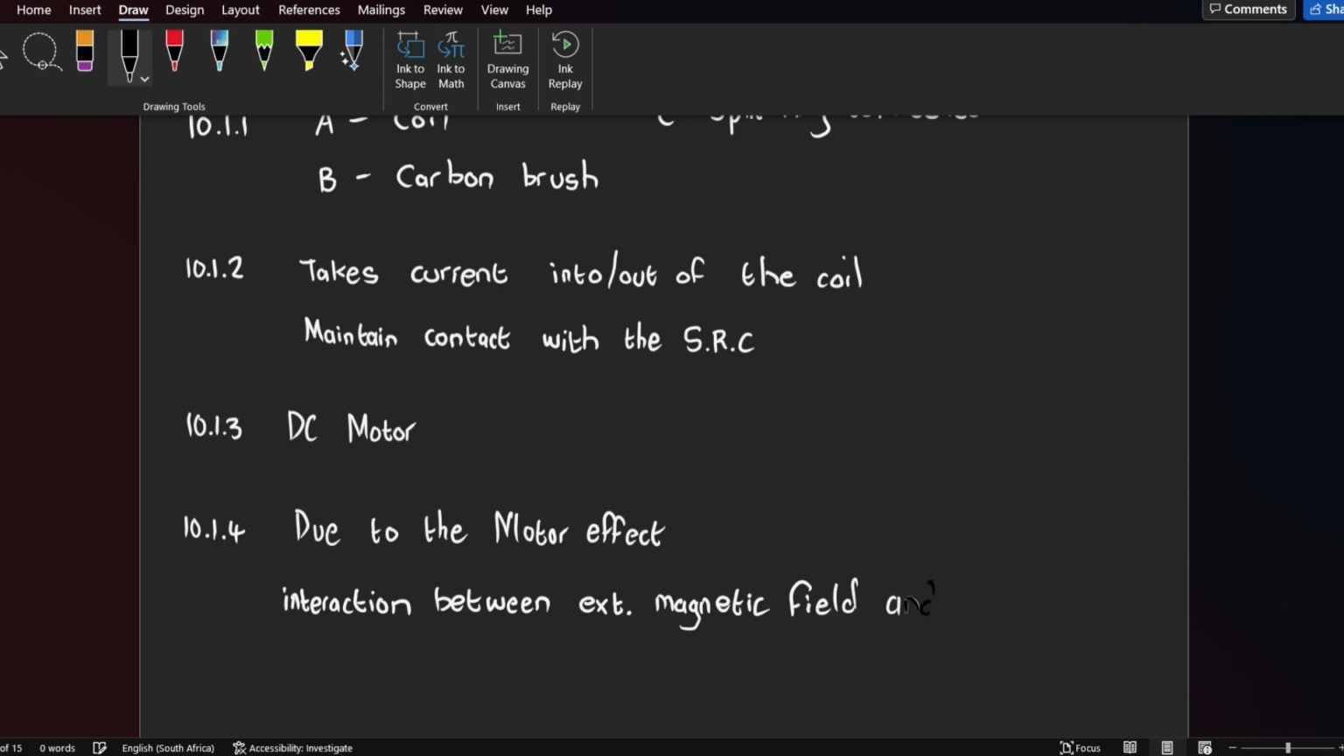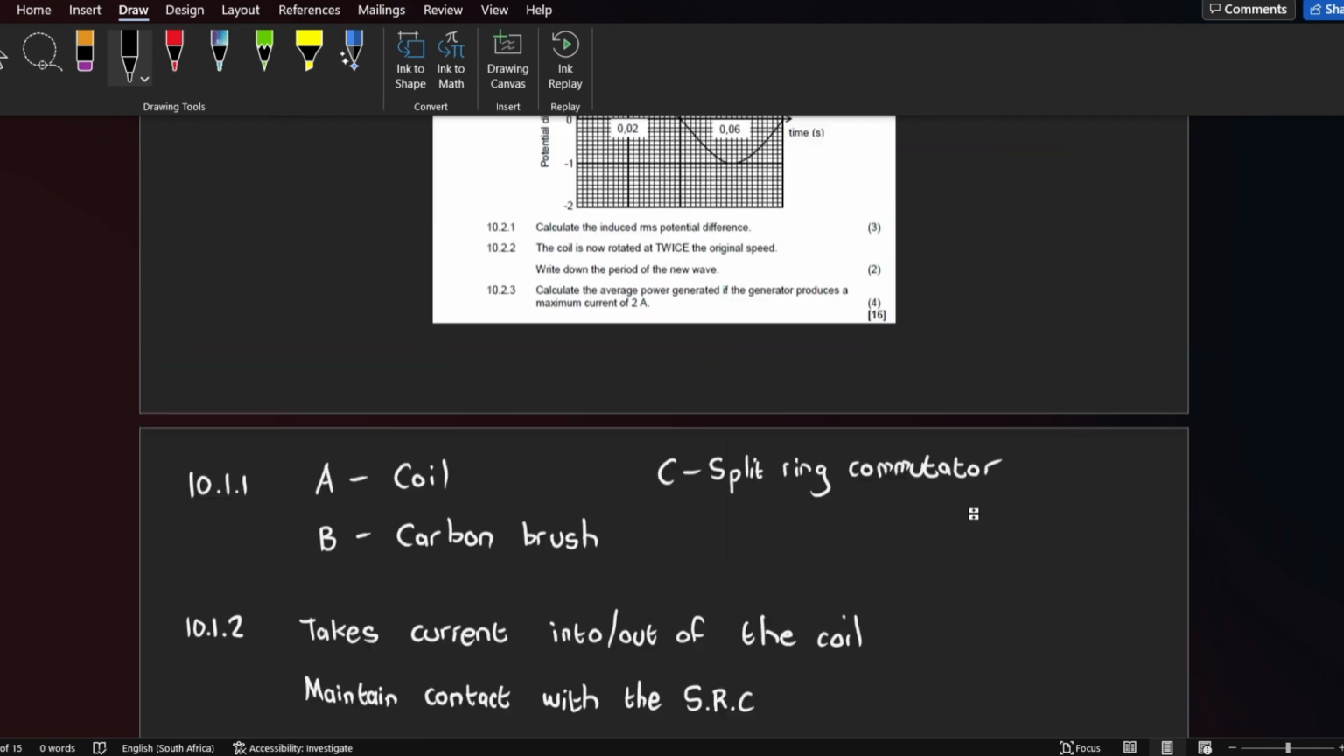between the external magnetic field and the magnetic field created by the current passing through the wire. Okay, so that describes why a force occurs. Okay. Interaction between exterior magnetic field and magnetic field due to the current in the wire.